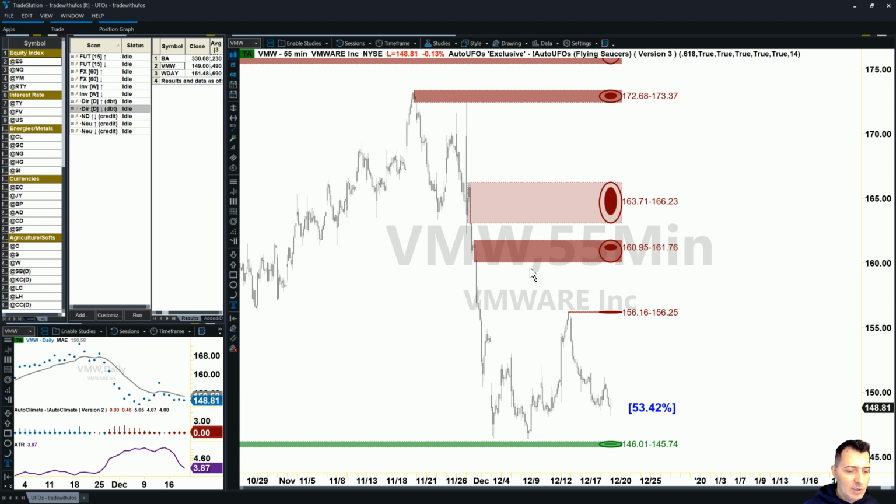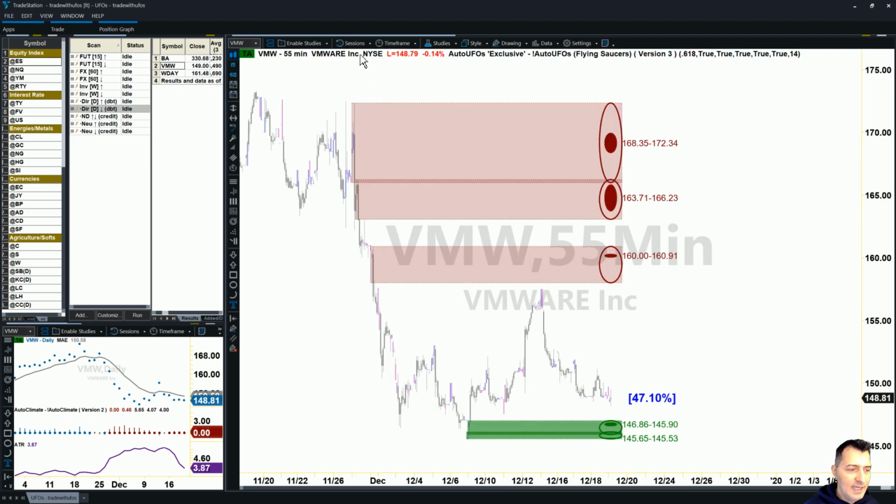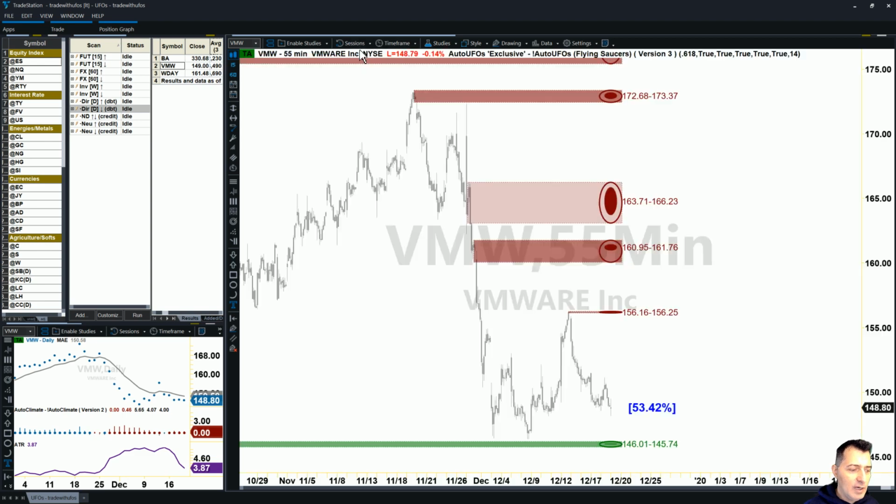So I'm just going to let it load. We had 53% with regular session. Pre-post market gives us 47. That's not good. If I go back to regular session, we have a problem, because the average is pointing at 150.58, which is more or less here, a price point where we have no UFO at all. The next UFO is located at 156, which is way higher. So VMware will not qualify.